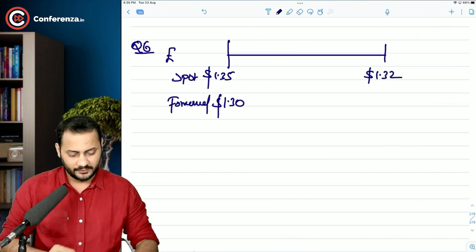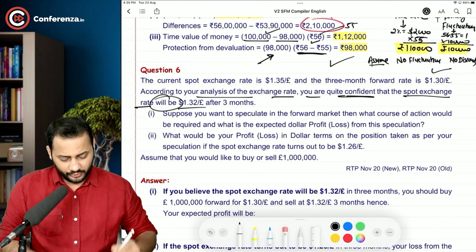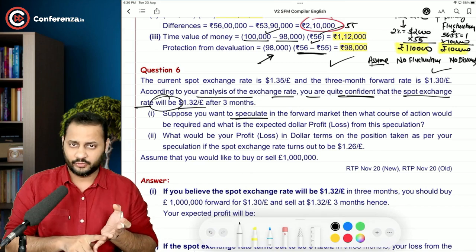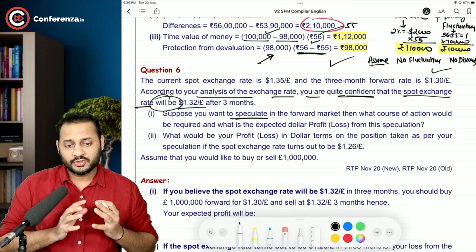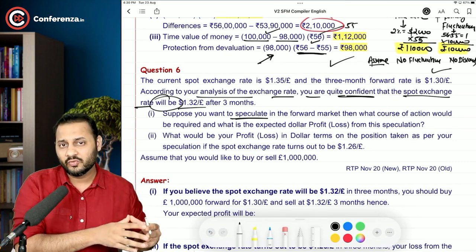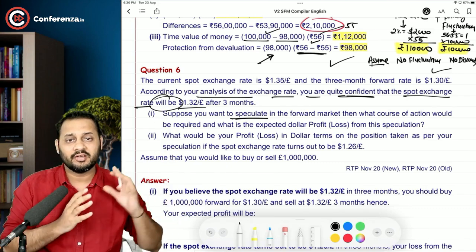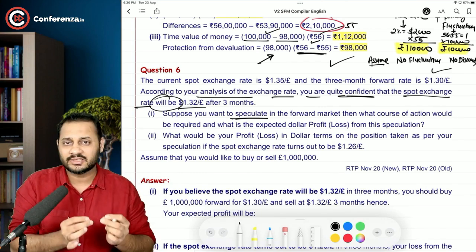$1.32. Now you tell me what the question is asking you. Suppose you want to speculate. Speculate means you are not an exporter, nor an importer. Because when you are an exporter or importer and enter into a currency derivative contract, such as a forward, that means you want to hedge. But in case of speculation, you are a normal person who just wants to make some profit.